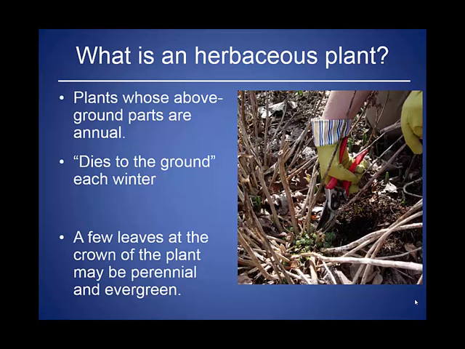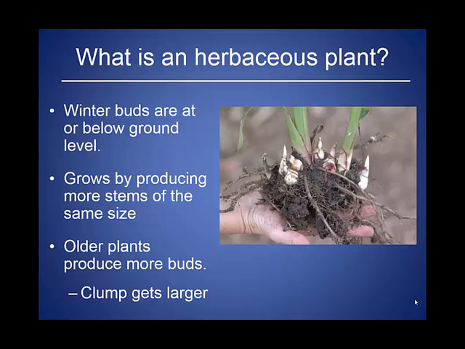So we can think of it as plants whose above ground parts are annual, dies to the ground in the winter. Sometimes, like in this case, you can see this sedum here, you might have some little evergreen leaves that overwinter, but you're not going to have the full plant overwintering. Sometimes the buds are at ground level. Sometimes, like I said, you don't see anything, and they're below ground level. They grow by producing more buds, so their clumps get bigger over time.